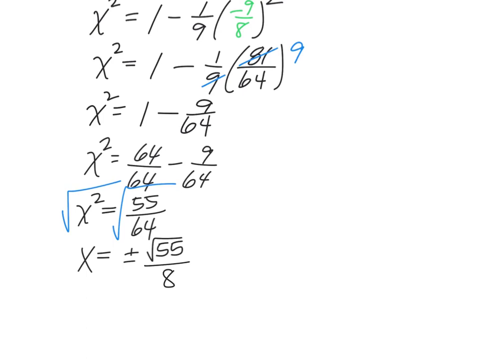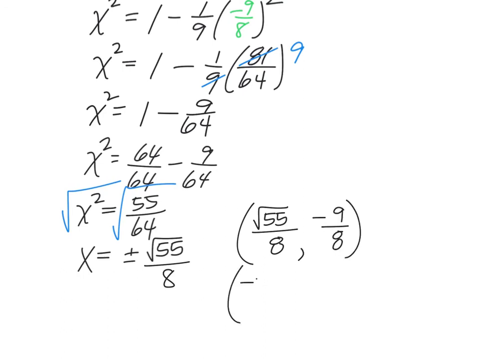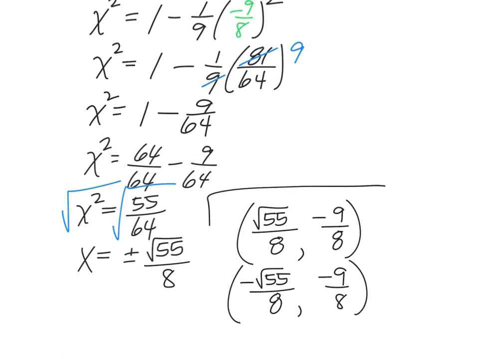So that tells me, this is interesting, we ended up with two different x values. The square root of 55 over 8 corresponded with the y value of negative 9/8, but we also had the negative square root of 55 over 8, which corresponded with negative 9/8 as well. So right now it looks like there are actually 2 points on the ellipse that will be a minimum distance from the point (0, negative 1).